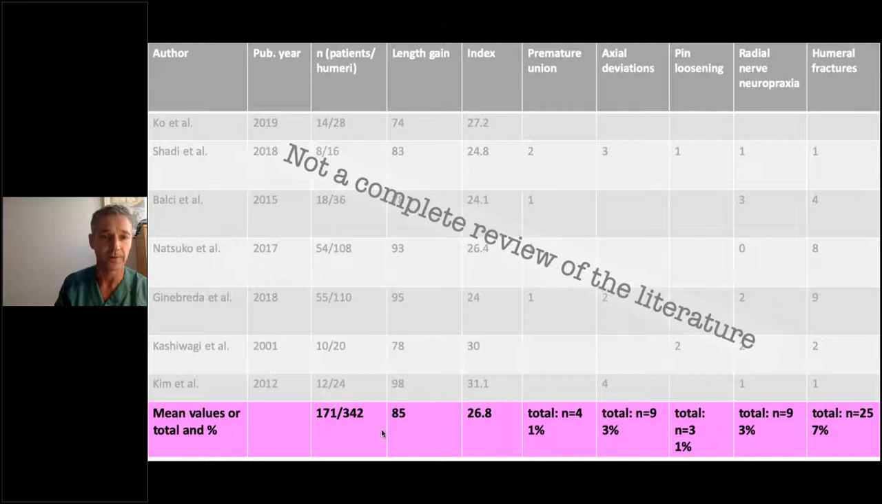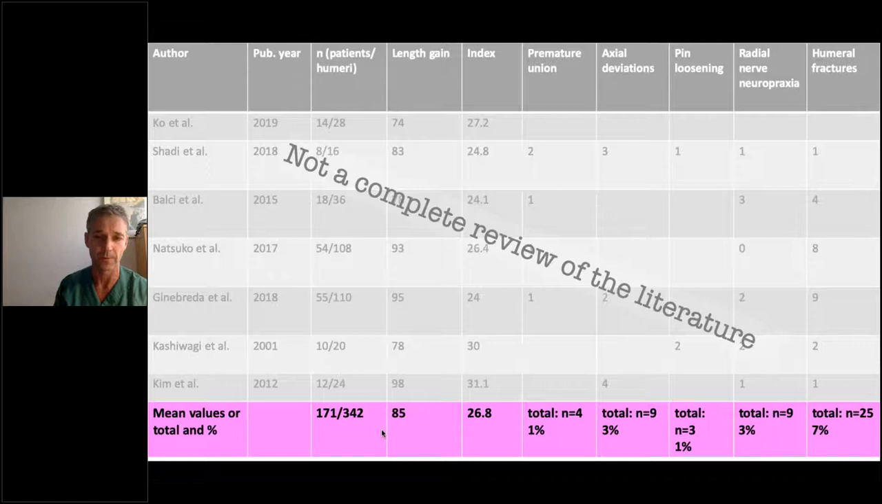The lengthening index was quite good with 26 days with the frame on per centimeter of lengthening and very few complications. So I think we can say technically it's not a problem to do lengthening in achondroplasia in the humerus, and not in the femur and tibia either, with very few complications.